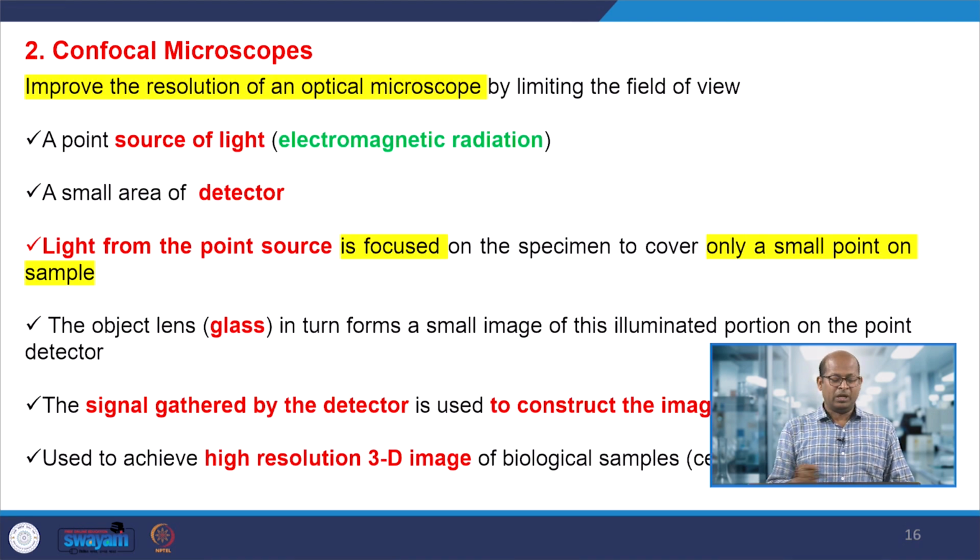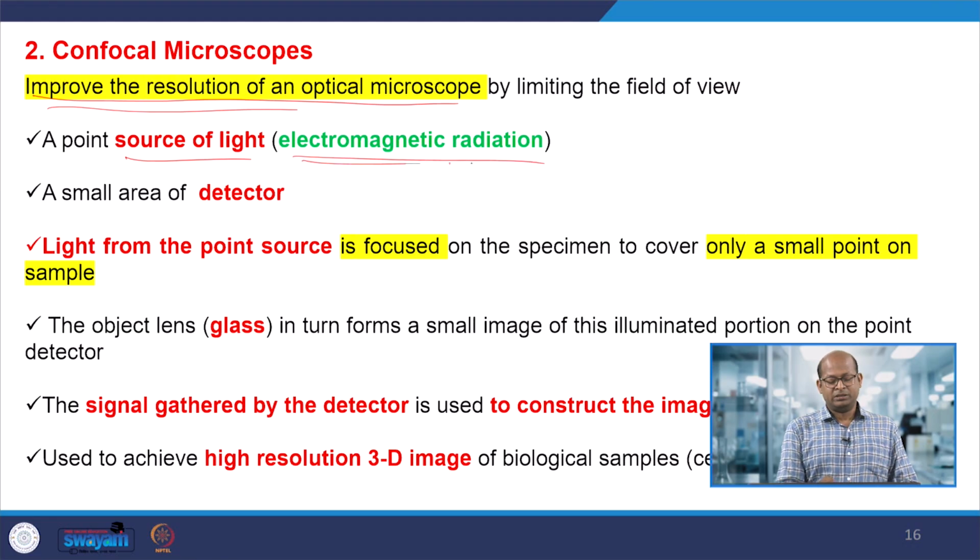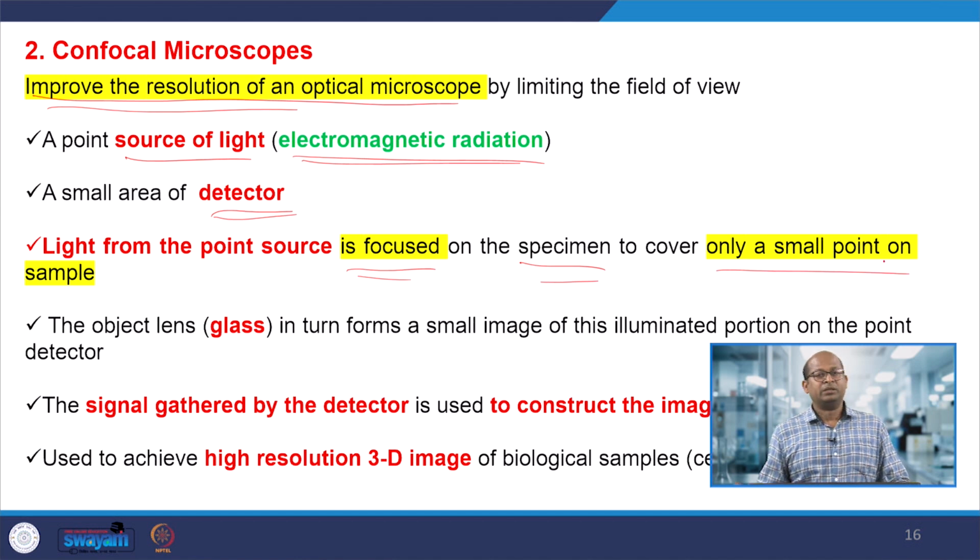Okay, so in this case the objective is to improve the resolution of the image of the materials, the structure of the materials we have prepared, which helps for analysis purposes. In this type of confocal microscope, there is a source of light, that is electromagnetic radiation, and we have to use detectors. The light from the source is focused on the specimen or sample, and we get a particular image by using electromagnetic radiation through those detectors. So we can get a high resolution image with the confocal microscope.